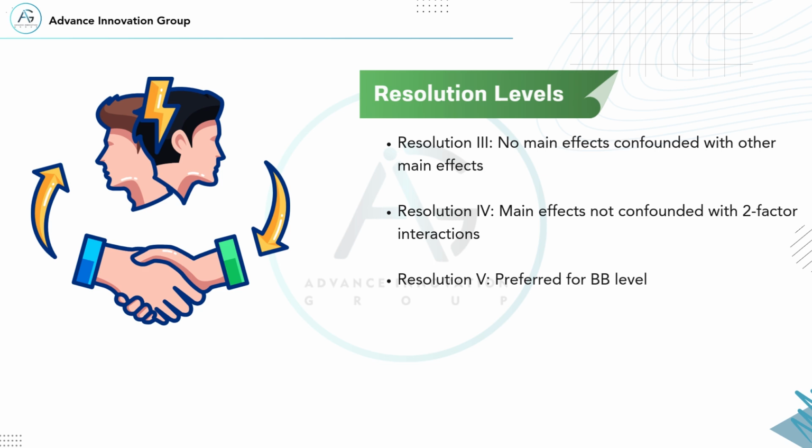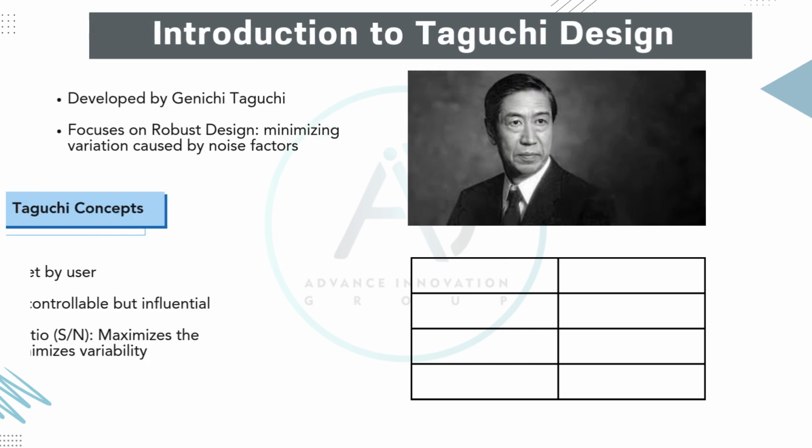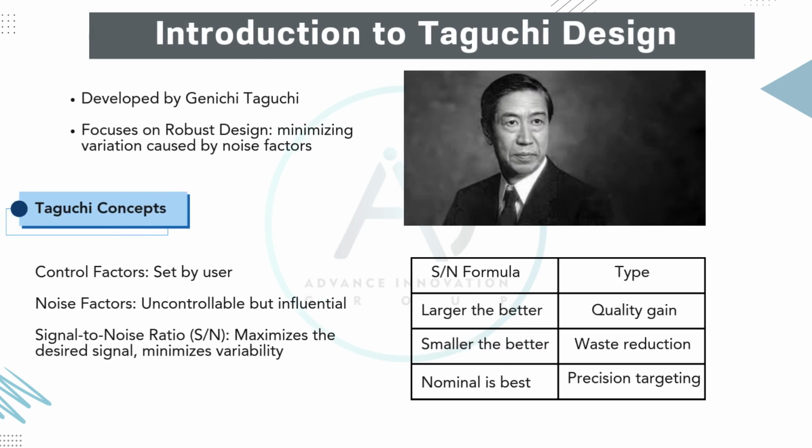Resolution V designs are even better. In these, main effects and two-factor interactions are both clearly separated. That's why Resolution 5 is generally preferred for black belt level projects, where deeper analysis and precision are expected. Higher resolution gives more reliable insights, but it often requires more runs, so it's always a balance between accuracy and efficiency.